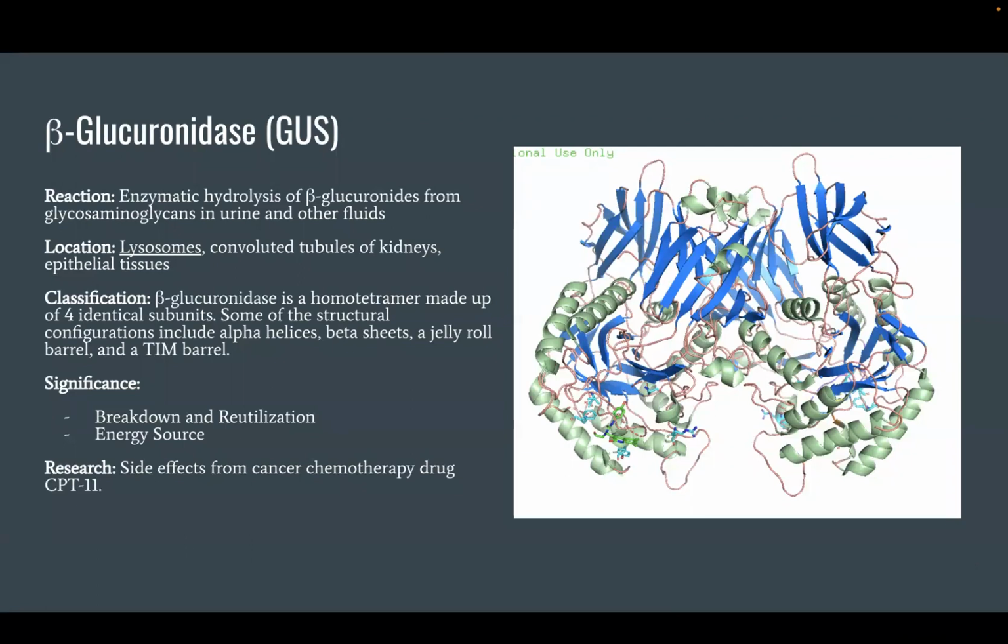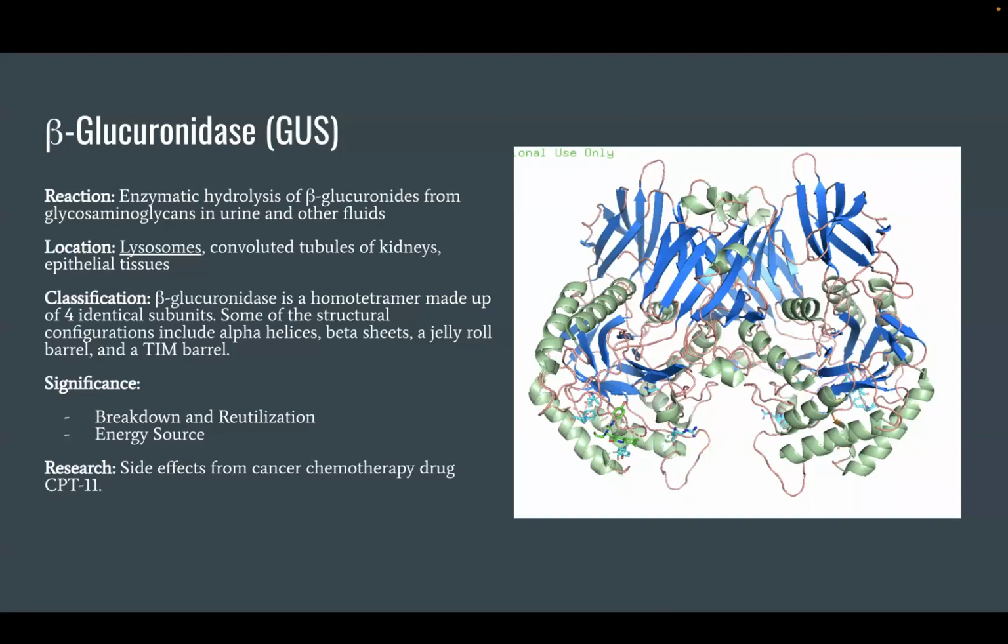The significance of our enzyme is that it's involved in the breakdown of, as I mentioned earlier, beta glucuronides. This breakdown allows for reutilization of the products, as glucuronic acid is used to neutralize harmful compounds and is excreted in our urine. It's also used as an energy source for some forms of enteric bacteria, which break down the glucuronic acid into an energy source.